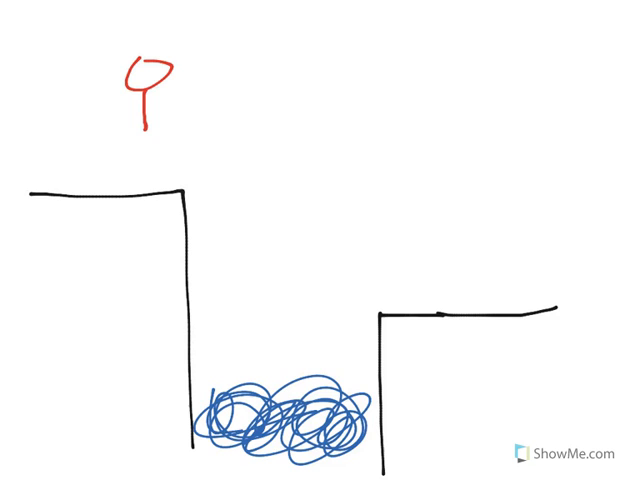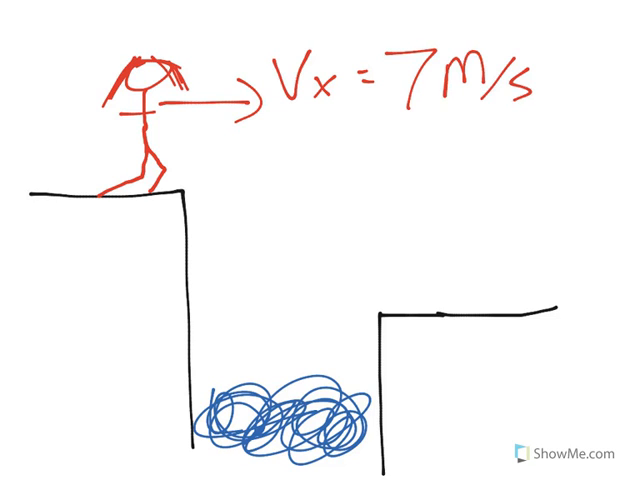All right, so we have a person standing, and she is going to run off of the cliff at some speed. We'll say her speed is, it's a her. Okay. So the Vx would be 7 meters per second, let's say.